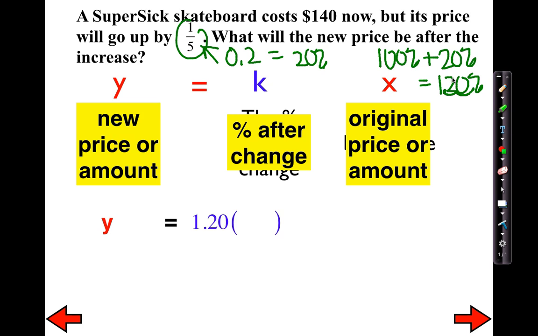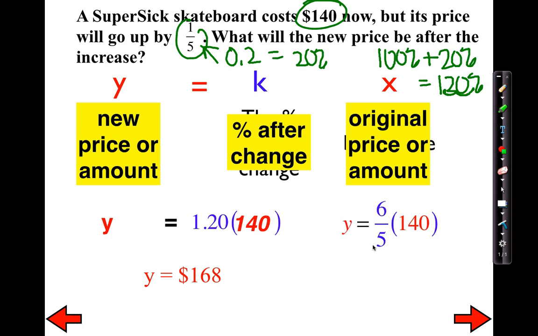And then I'm going to say, well, how much did it originally cost? Well, it originally cost $140, so that's where it goes. This one's nice because once you multiply, you'll be able to find your new price. So we're just going to multiply, which is going to be $168.